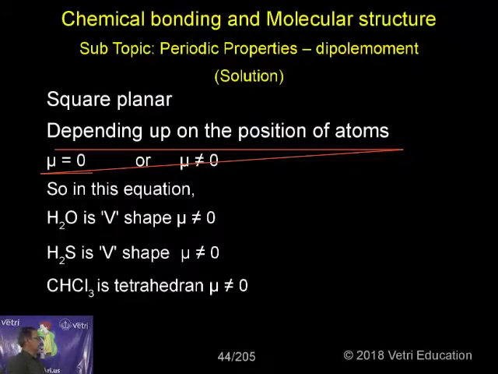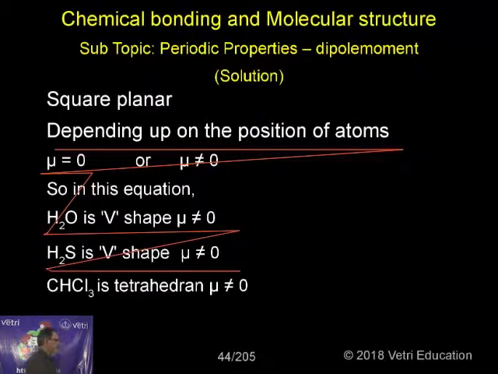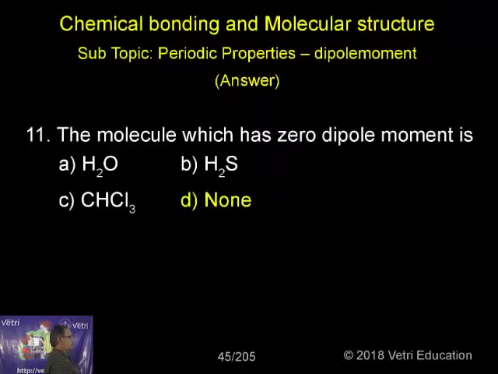So in this question, H2O is V shape, so mu is not 0. H2S is V shape, again not 0. Chloroform is tetrahedral, not equal to 0. So the molecule which has zero dipole moment is none of the above. That is the answer.